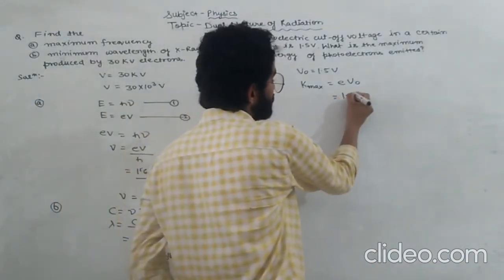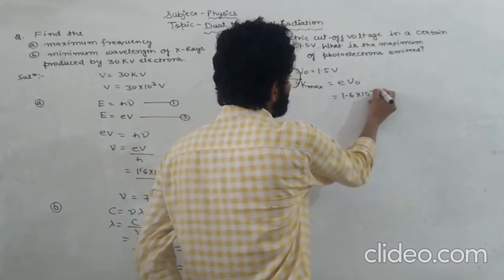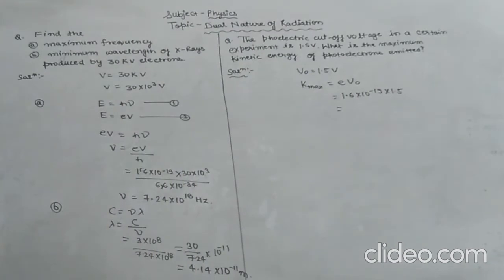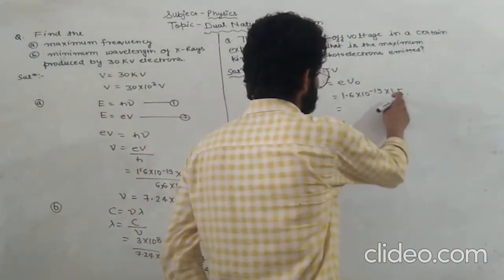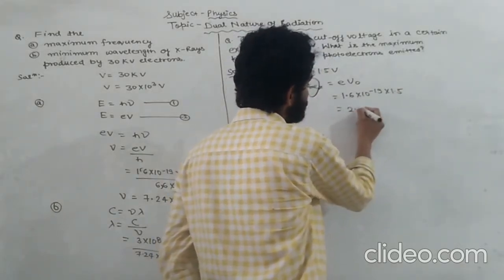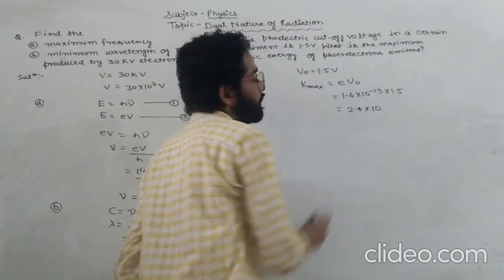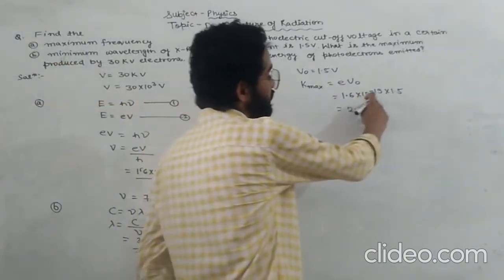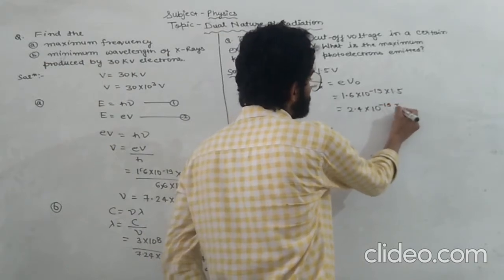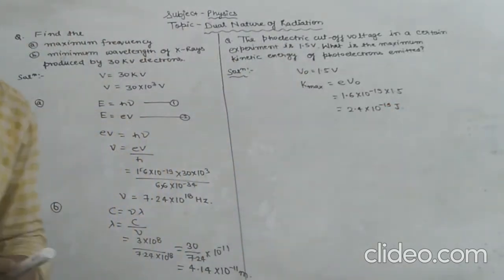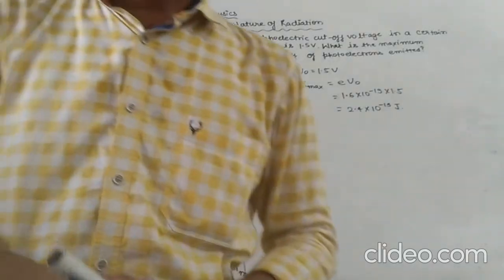We put in the value, that is 1.6 into 10 power minus 19 into 1.5. We can calculate easily. We have to multiply this only. Then this is 2.4 into 10 to the power, remember, what will be the power here? That is 10 power minus 19 joule. I hope you have got this in these kinds of numericals, as this will see you again next lecture.